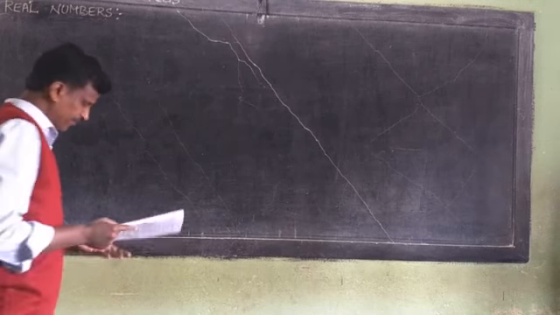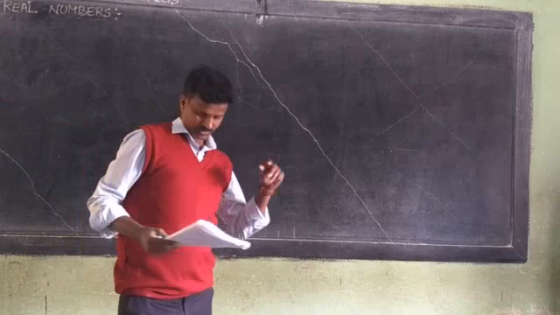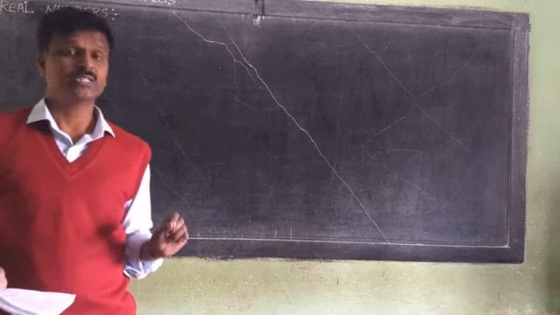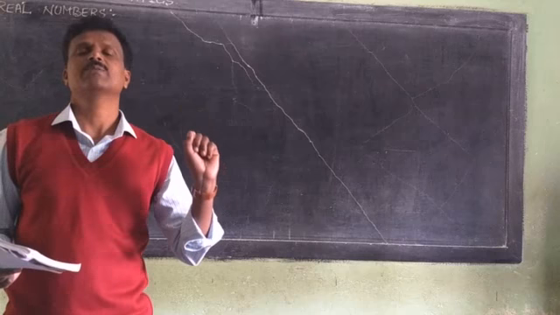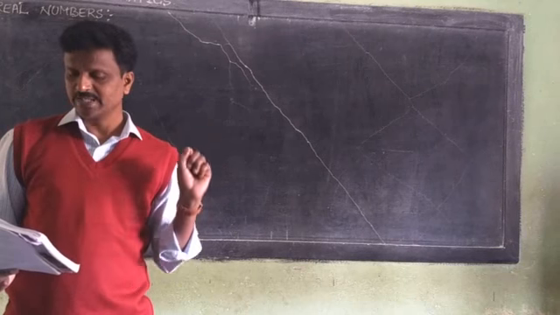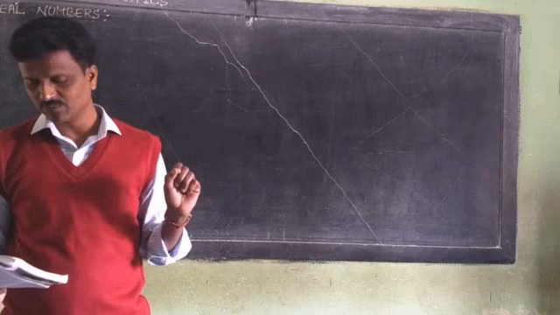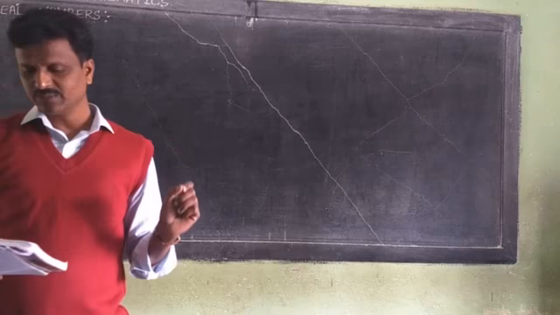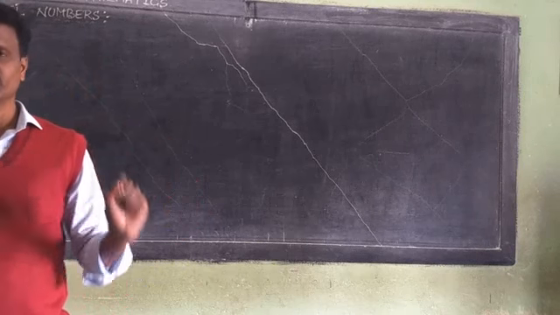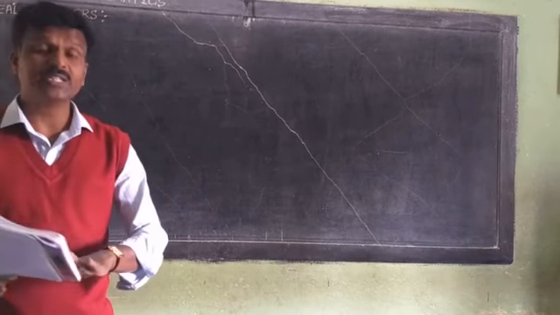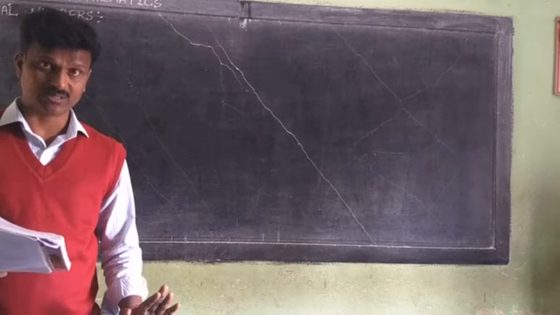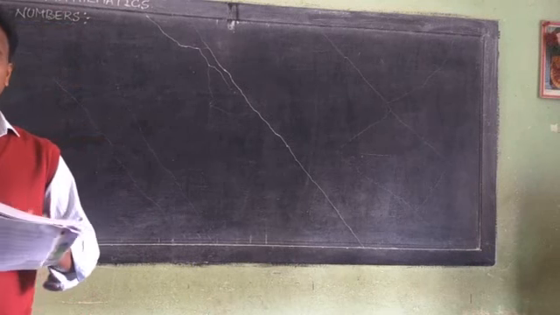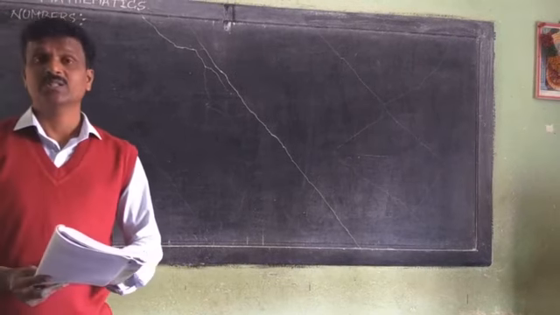The 8.4 first main: without actually performing the long division, state whether the following rational numbers will have a terminating decimal expansion or non-terminating repeating decimal expansion. All the given numbers are rational numbers.